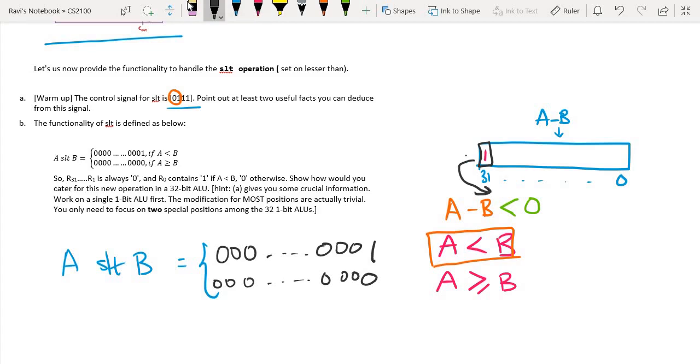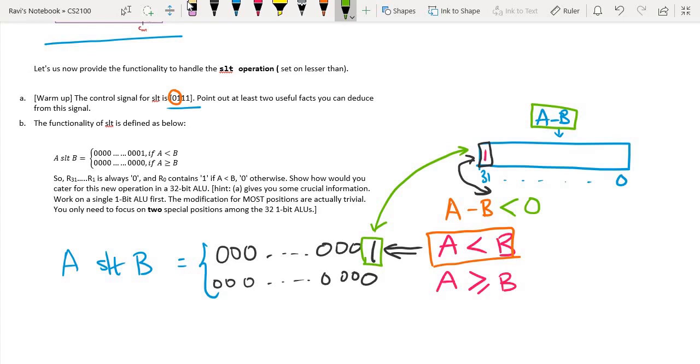So you can see that when I execute A SLT B and A is actually lesser than B, I want the result to be 1. Correct? And we understand that the operation being carried out is a subtraction, A minus B. If A is truly lesser than B, when I do A minus B, the answer is going to be negative, and for a negative answer the most significant bit will always be 1, because we are using the 2's complement system. So now what do we observe? We observe that the result you want from the SLT operation, which is 1, is the same as the value of bit 31 after I do the subtraction operation.